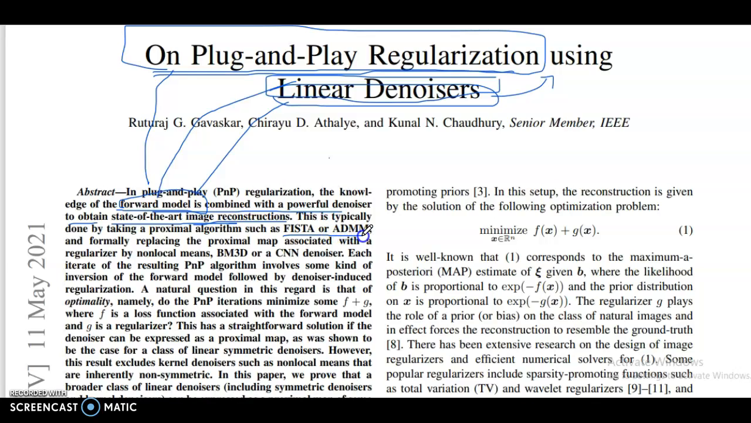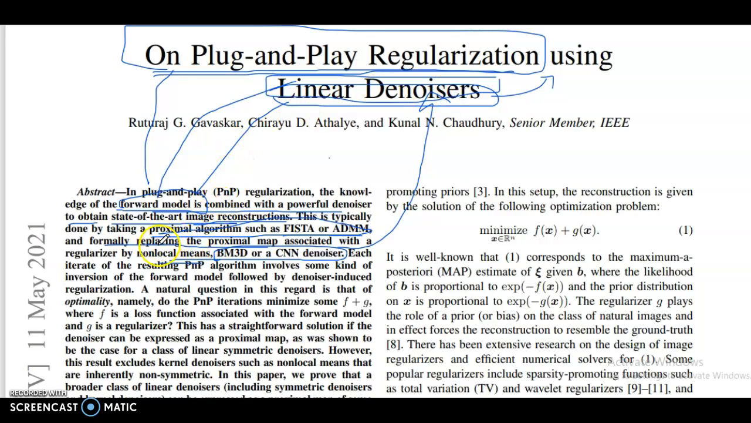FISTA or ADMM. This is the proximal algorithm, and formally replacing the proximal map associated with a regularizer by non-local means, BM3D, or a CNN denoiser.